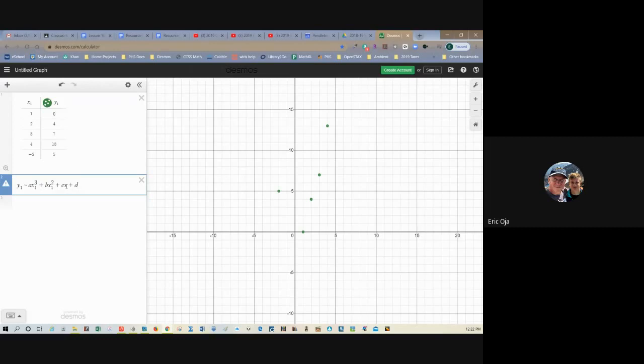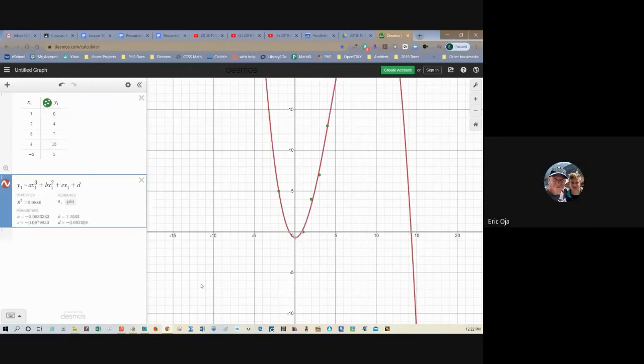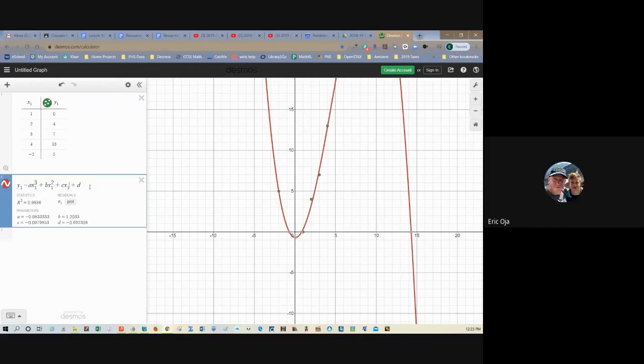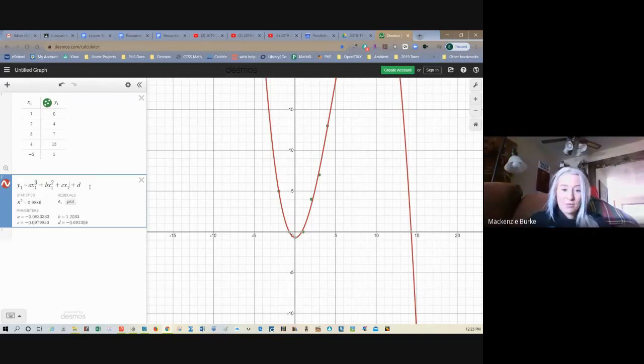Oops, I forgot to put x1 there. There we go. So now there's my best fit cubic, and it's maybe a little bit better, but there it is. It tells me the values A, B, C, and D that I would plug in up there. Okay, that ought to make that whole section a lot easier. Yes, that helps a lot.